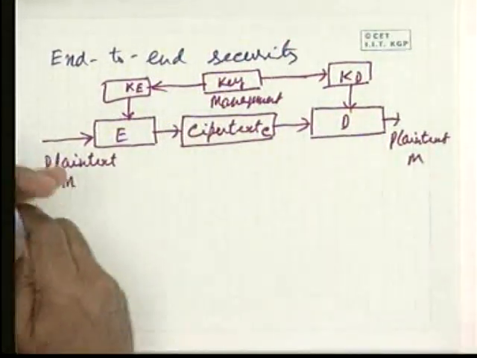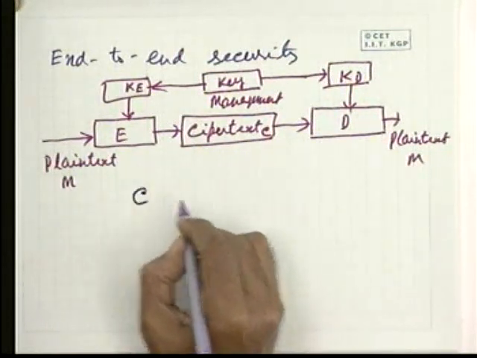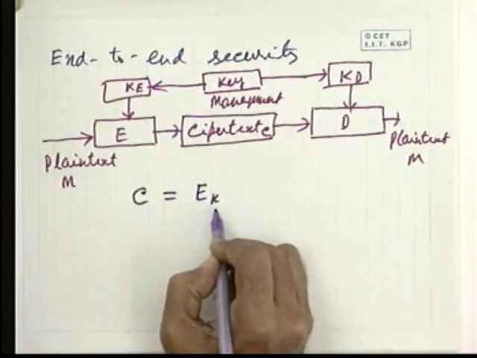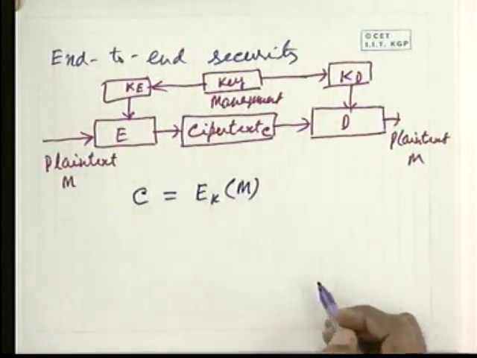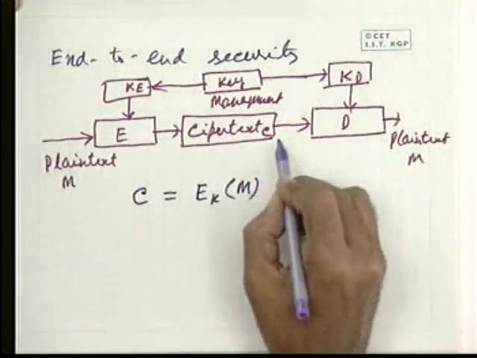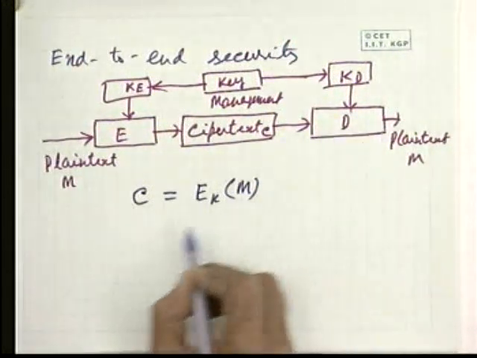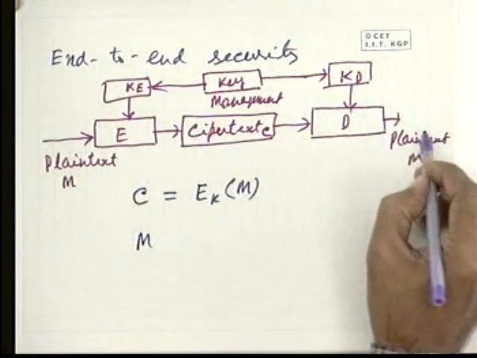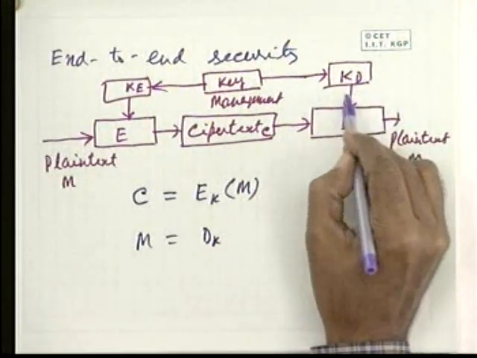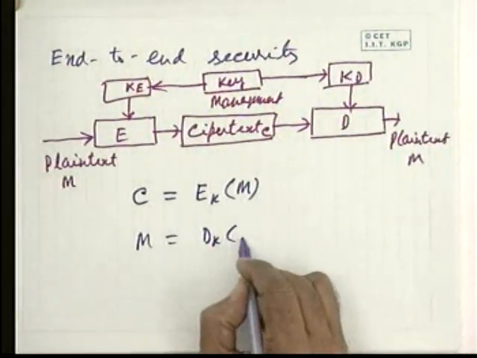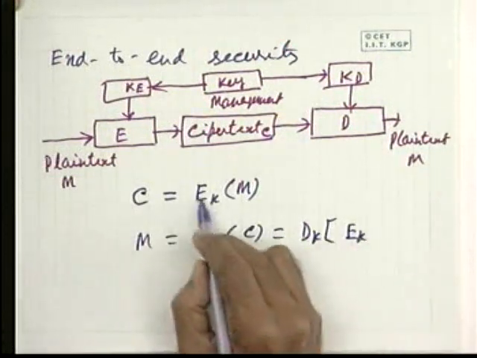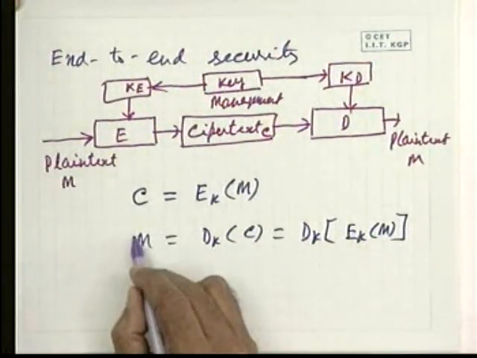This can be mathematically explained as: the C that you get is equal to EK, the encryption performed using key K on M. This cipher text is sent to the other side, and the decryption performed to get back the original message can be explained by this: M is equal to DK. You apply this decryption technique using KD on C, that is DK of EK of M, which is the same thing, M, and you get back the original message.